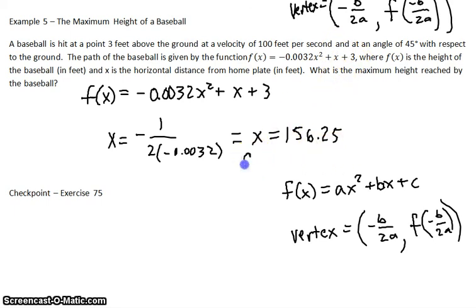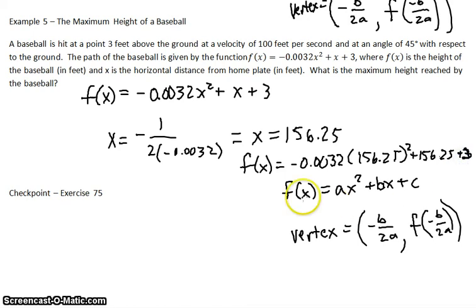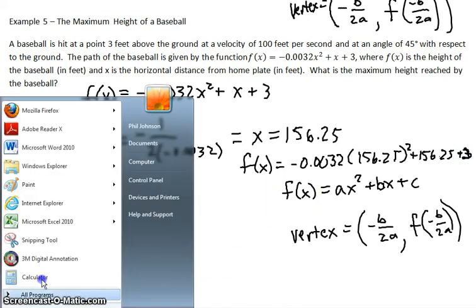So to find the y-coordinate, I have to plug all of this back in. So negative 0.0032 times 156.25 squared plus 156.25 plus 3. So I have to go back to my calculator and type all of that in, making sure I type it correctly.